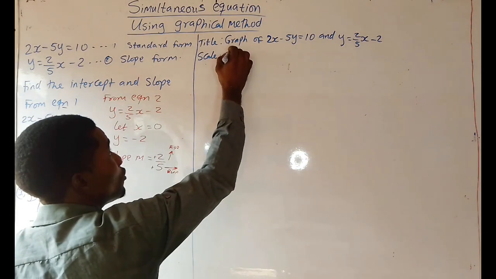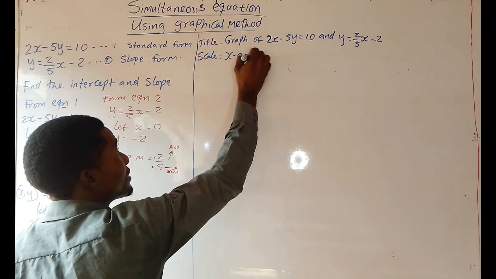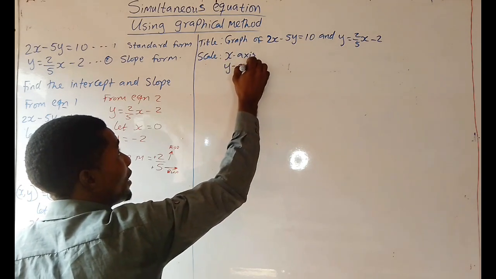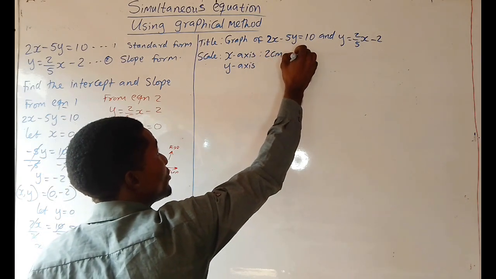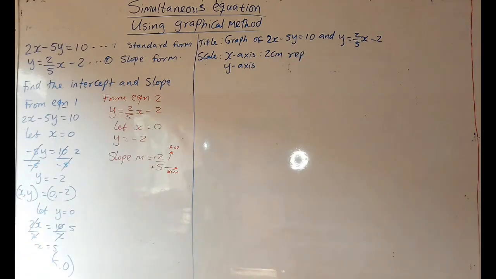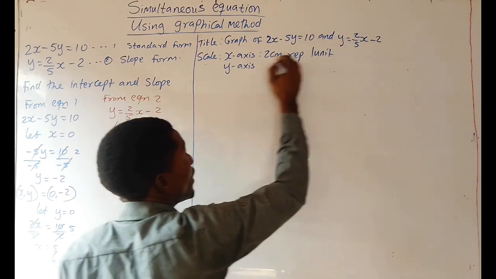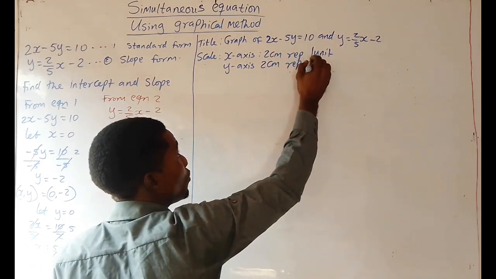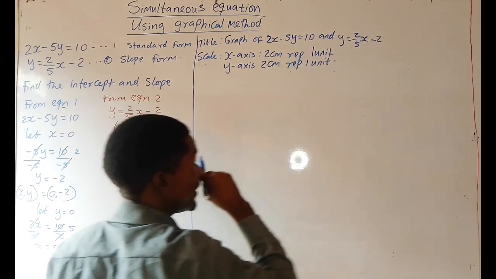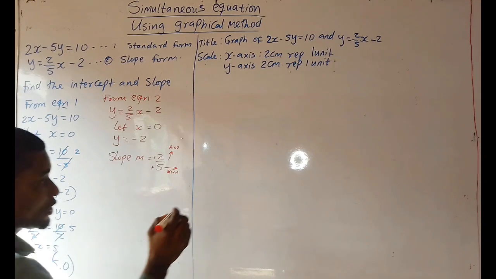What is our scale? 2 cm for x-axis. You have your x-axis and your y-axis. So for my x-axis, 2 centimeter will represent how many units? 2 centimeter will represent 1 unit. And for y-axis as well, 2 centimeter will represent 1 unit. That's 1 unit interval.